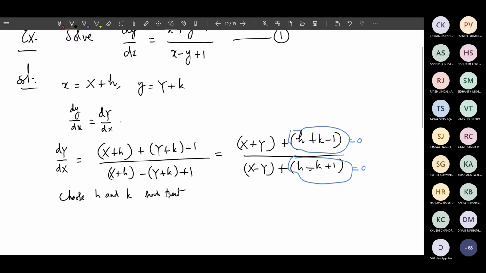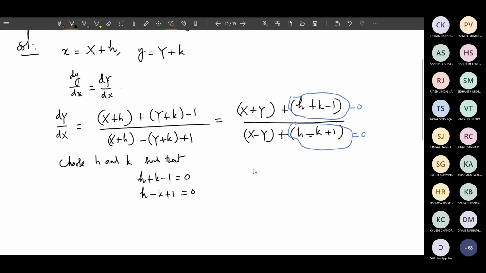Such that h is 0 and k is 1. Let me check: h minus k plus 1 is 0. If you solve this, you can do it and check. h is 0 and k is 1. This is the solution.